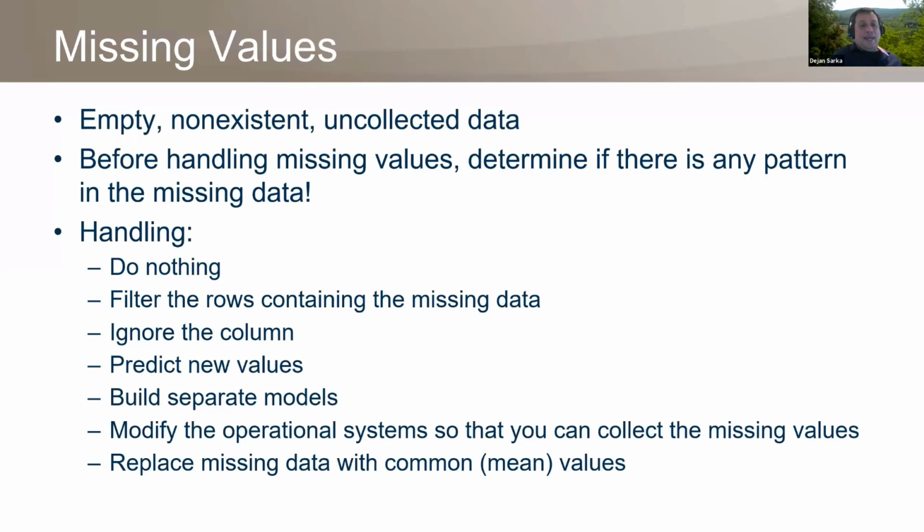What else? Anything else is worse. Do nothing. Okay, if the missing values are not important, or maybe some algorithms do not care about missing values, you can just ignore them. Filtering the columns means you are lowering the number of variables you are using, and again, you could have a very inaccurate model. There you can build separate models with and without missing values.